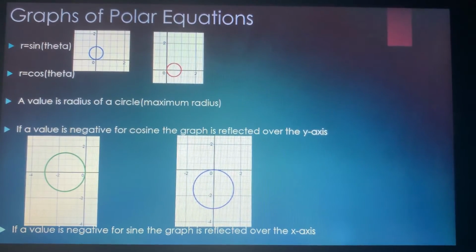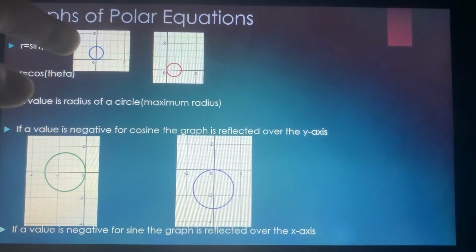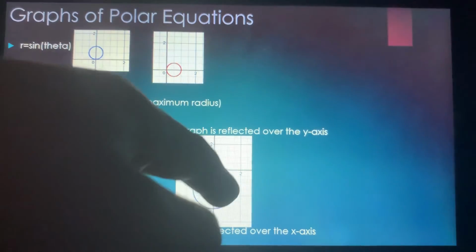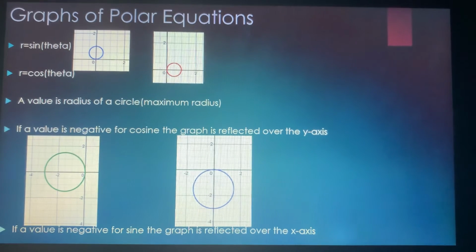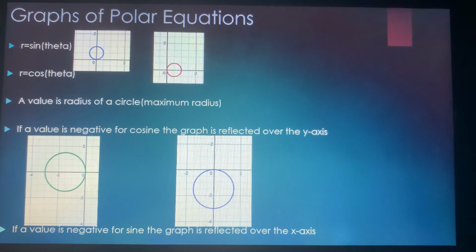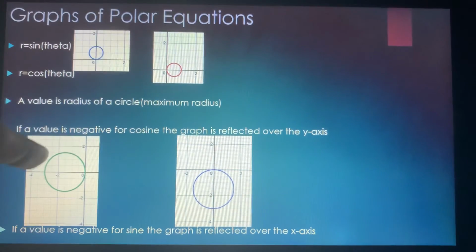Now, if the a value is negative, pretty much the x values become negative x values, and the y values become, for the sine one, negative y values, because sine deals with vertical y values. So the positive y values become negative y values, like we see here. This one is positive, this one is negative for sine. Cosine deals with x values, horizontal stuff. So the negative for the cosine is reflected over the y-axis. Positive x becomes negative x.